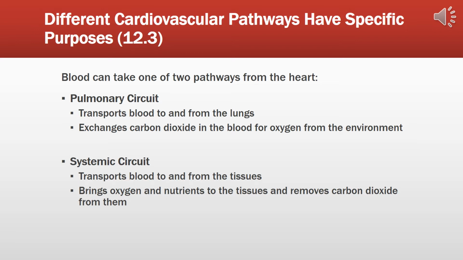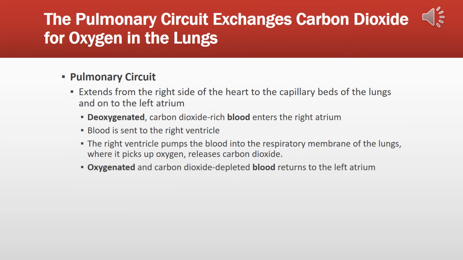So in the pulmonary circuit, we transport blood to and from the lungs, such that we exchange carbon dioxide in the blood for oxygen from the environment. And then in the systemic circuit, we transport blood to and from the tissues. And in this circuit, we bring oxygen and nutrients to the tissues and remove carbon dioxide and other wastes from these tissues. Once again, in the pulmonary circuit, carbon dioxide is exchanged for oxygen in the lungs.